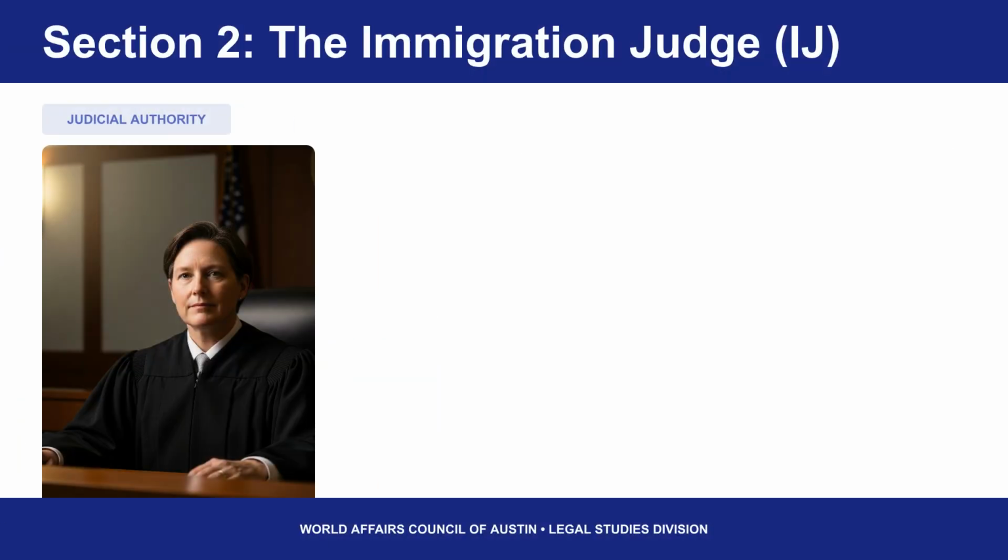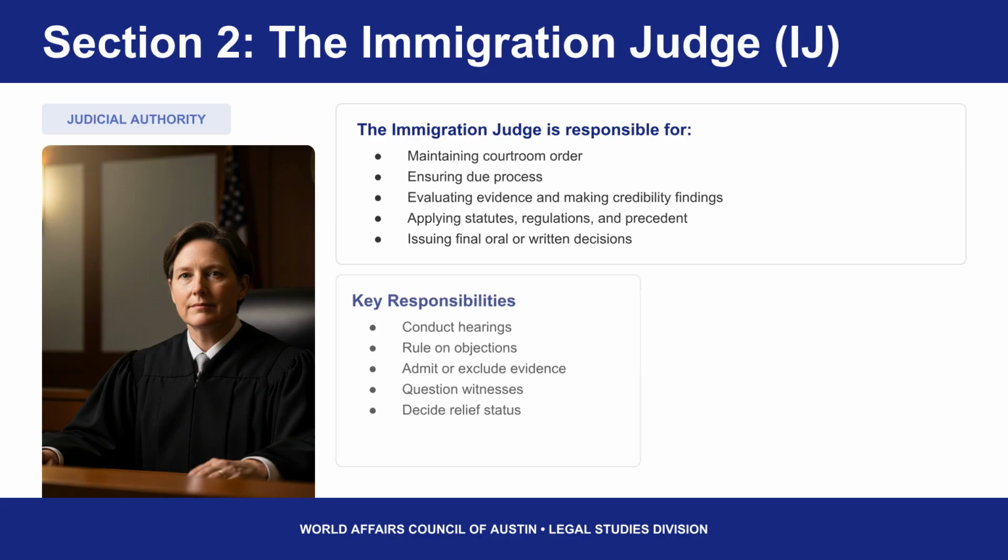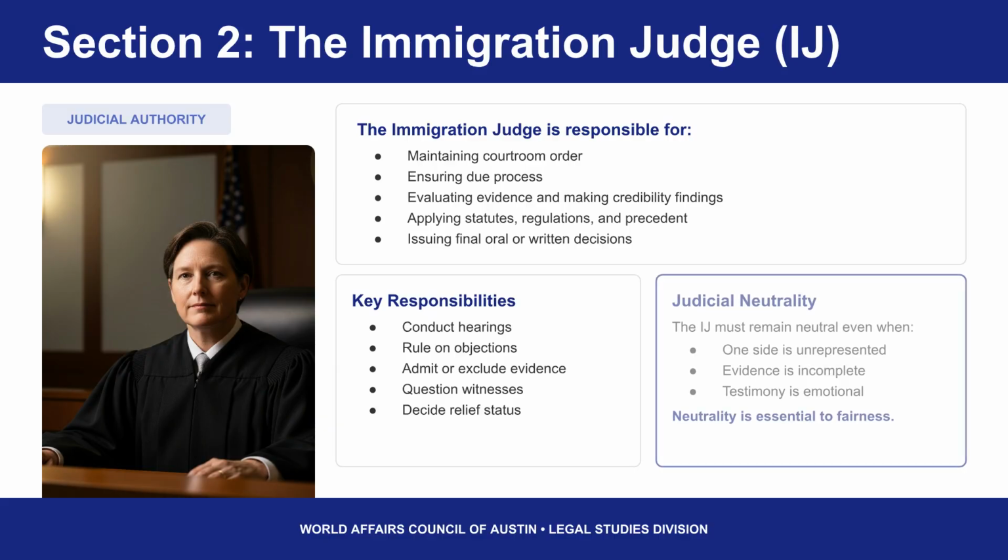The immigration judge's primary responsibility is to maintain order, ensure due process, and apply the law. Their key responsibilities include conducting hearings, ruling on objections, and issuing final decisions. Judicial neutrality is paramount for fairness, even when one side is unrepresented.